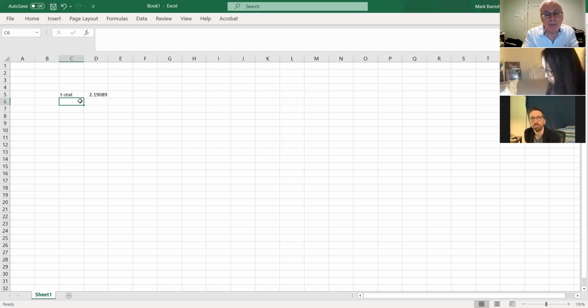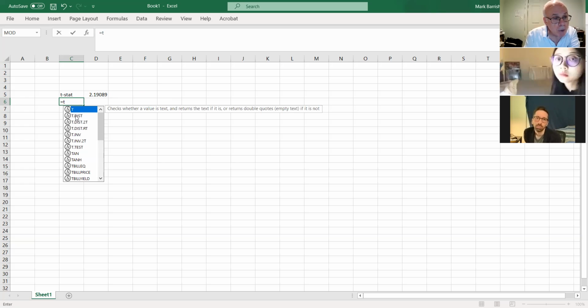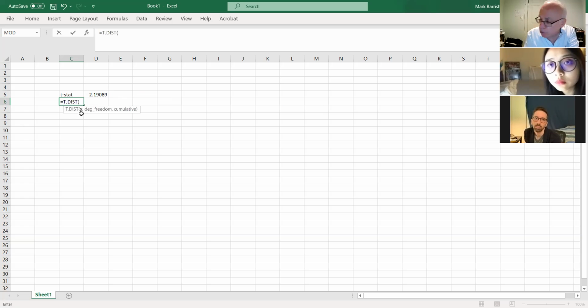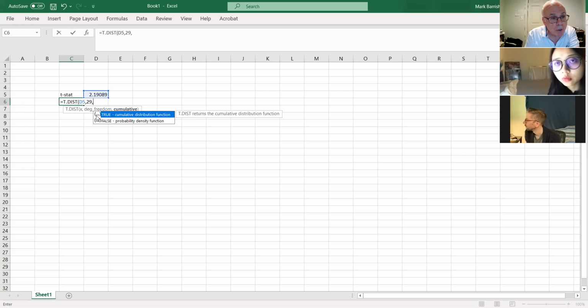And then I want to do a t distribution. So equals T dot DIST. Notice there's a t distribution. That's the one I want, T dot DIST. What I need to put in is the value, which is this number here. And then what else do I need? Degrees of freedom, that's 29, sample size minus 1. And then cumulative, yes, we want cumulative, which is true. Close the parentheses.